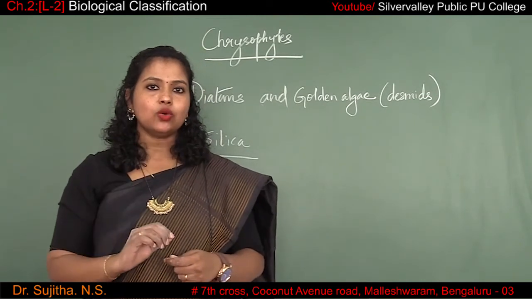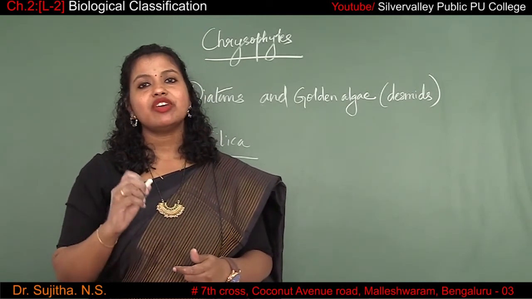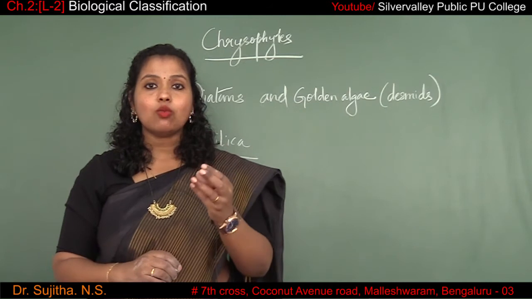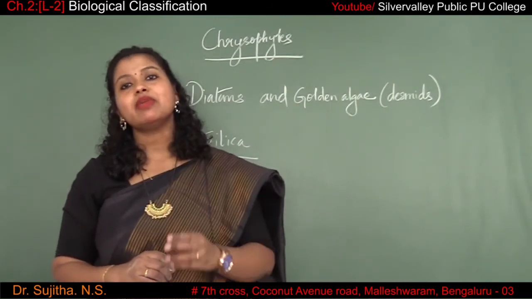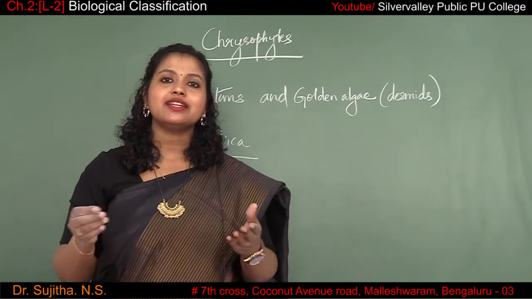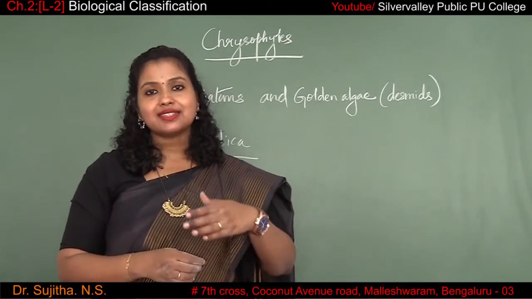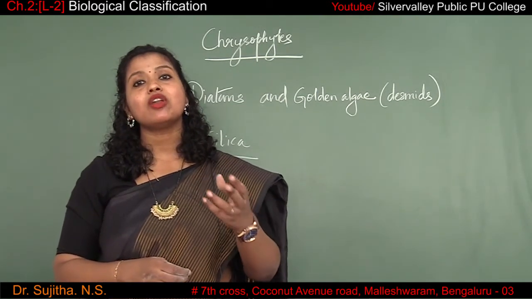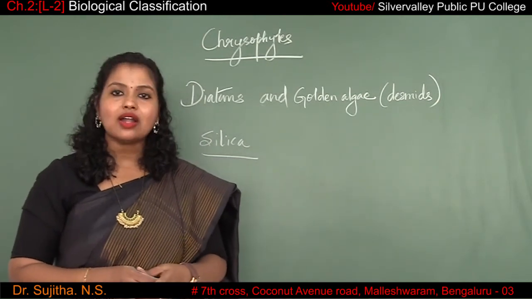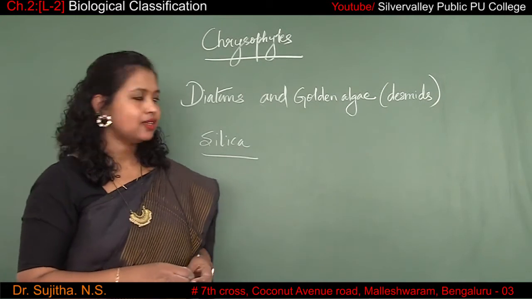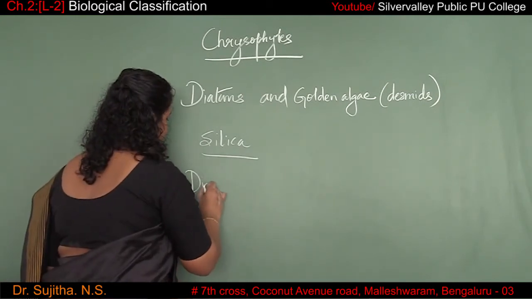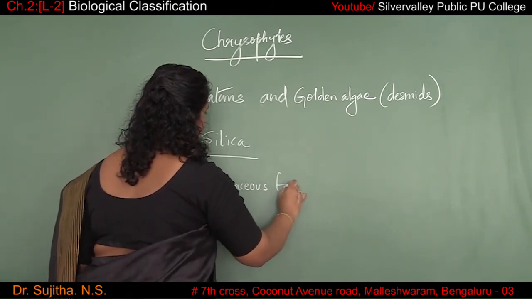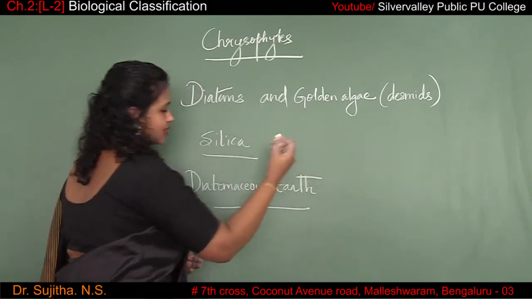And as you already know, this silica component is very tough to degrade or decompose. As a result, this cell wall or shell tends to remain as such, and it keeps on accumulating on the floor of the ocean. As it keeps accumulating over years and years, it has become a sort of fossil, and therefore it is called diatomaceous earth. Diatoms are called diatomaceous earth.